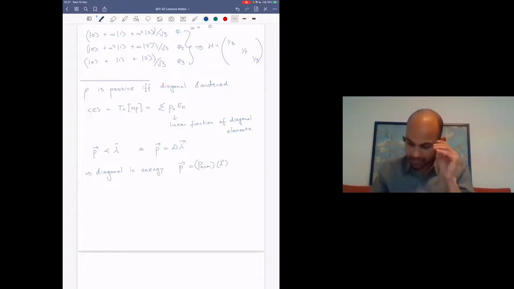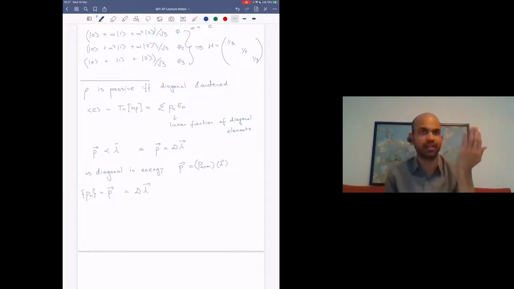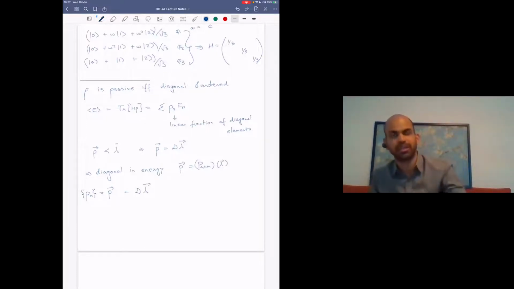Okay, step by step. If I look at the populations P_n, this vector which I called P, I know that it is always going to be given by a doubly stochastic matrix working on the vector of eigenvalues of the state. So for any unitary operation that I make on this density matrix, the diagonal elements in the energy eigenbasis are going to be a doubly stochastic matrix times the vector of eigenvalues.